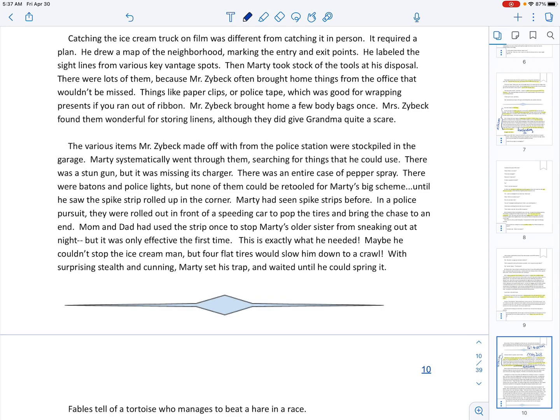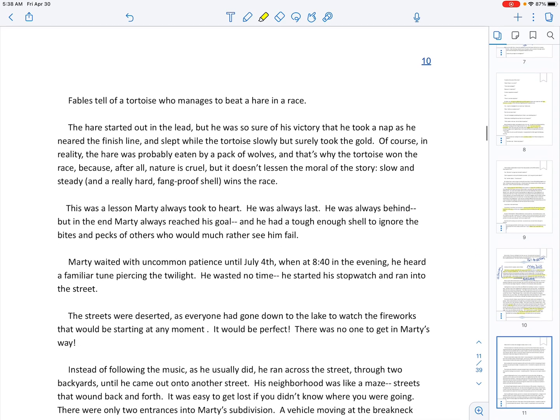So what's Marty's plan? He's going to use these spike strips. Sorry about that. He's going to use the spike strip, and it tells us that it had stopped Marty's sister from sneaking out. He's hoping that it's going to flatten the tires of the ice cream truck and slow it down to a crawl. And so he basically believes that this is the key to capturing the creamy cold man. So we have a blue section. Let's find out.